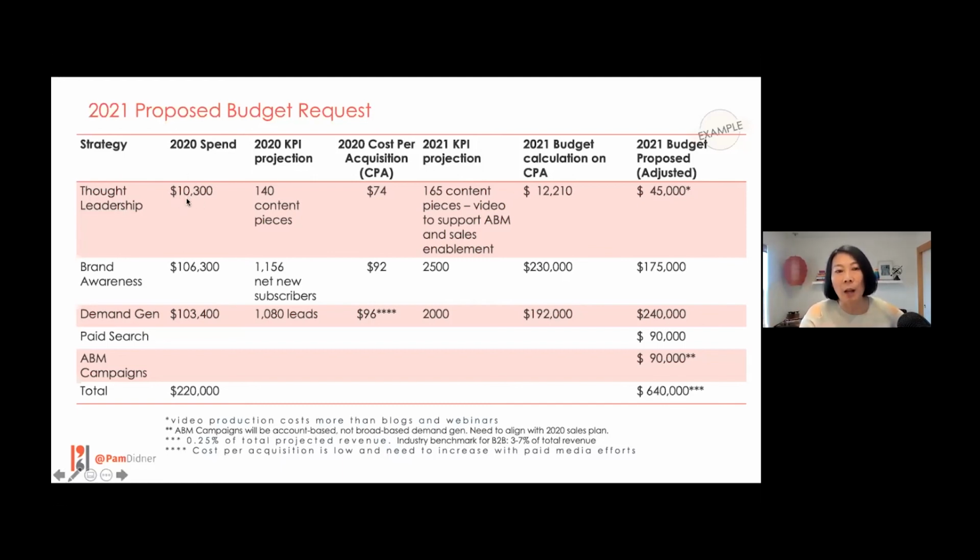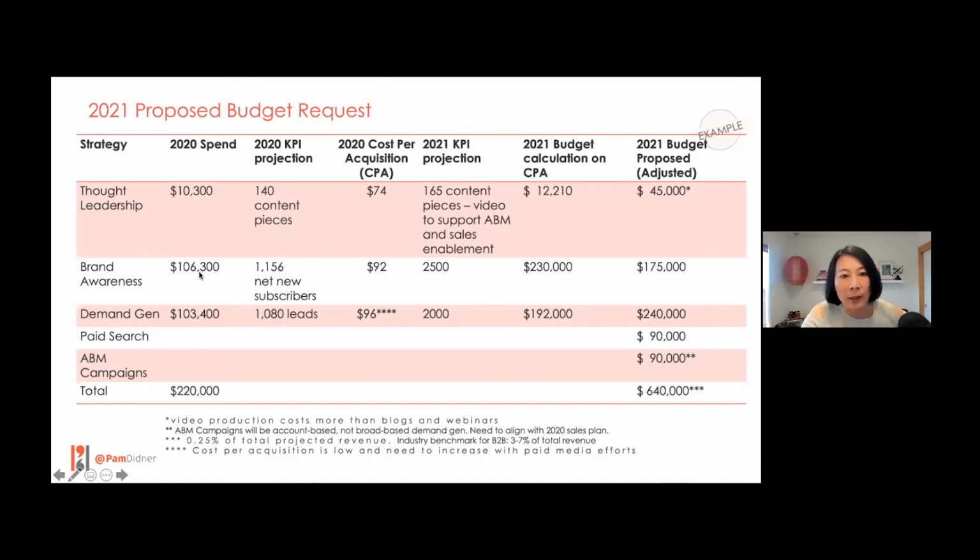So with $10,000 she was able to generate 140 content pieces, that's really about $74 cost per content piece, okay? I know I simplified it, and Susan knows that too. But we want to show it in a way that management can comprehend, right? So if you want to project to do 165 content pieces, you need about $12,000. Does that make sense? So it's just math. You want more, it costs more.